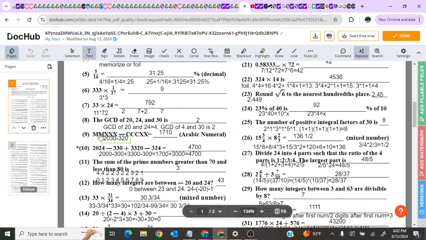Okay, m is 1,000, x is 10, so 2,030, minus c is 100, and x is 10, like we discussed, minus 320, and you get 1710.